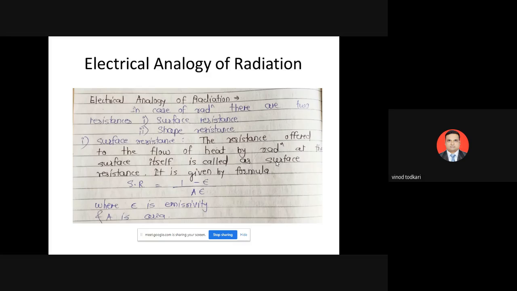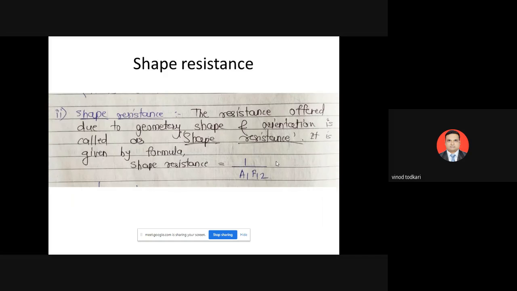But we know that in our day-to-day life, no surface has emissivity of perfectly 1. Perfectly black body is a hypothetical concept, right? Okay. So surface resistance is given by the formula 1 minus emissivity upon area into emissivity. It is the resistance offered at the surface to the emission of radiant energy or to the absorption of radiant energy. Okay. I believe that it is clear to you. Now shape resistance. As I told you, shape resistance is offered due to geometry, shape and orientation of the objects, right? Between which the radiant heat exchange is occurring. Shape resistance is given by the formula 1 upon A into view factor, 1 upon A1 F12.